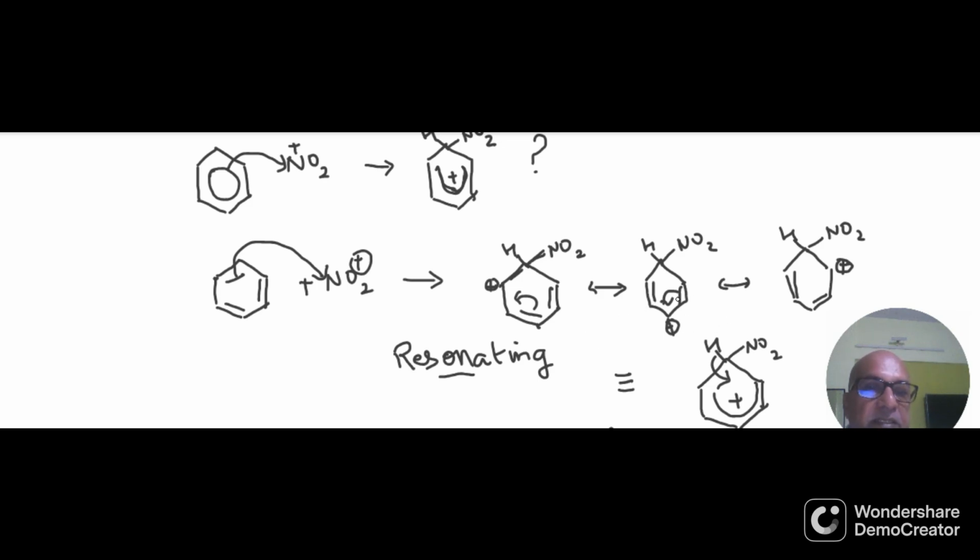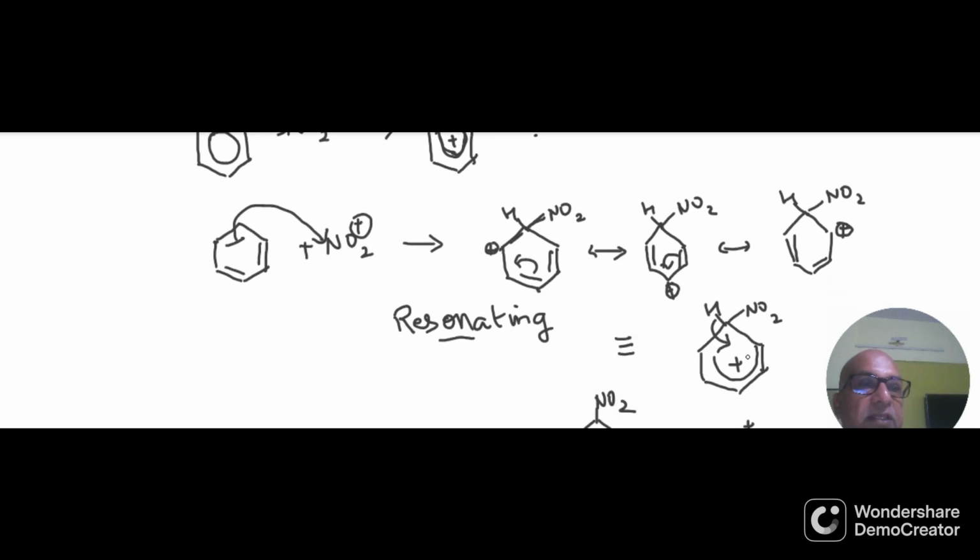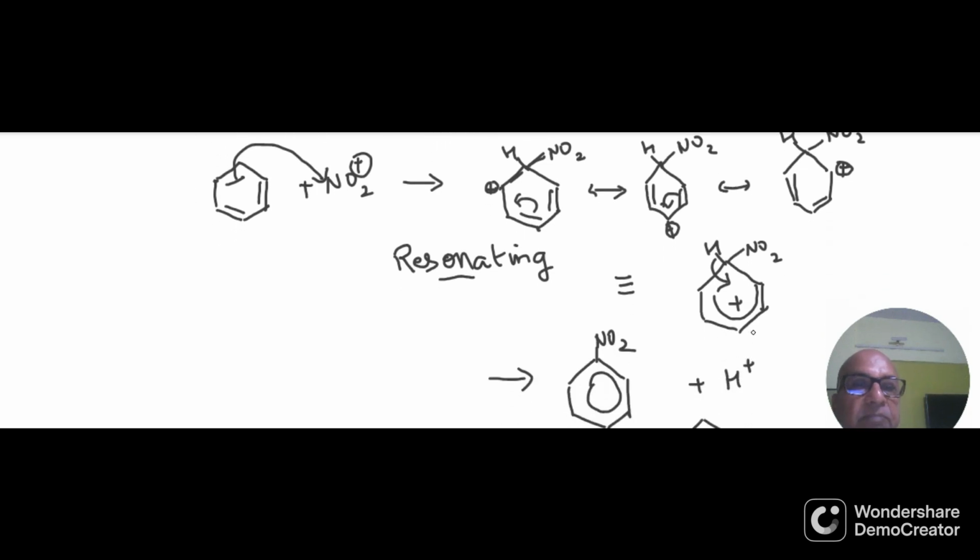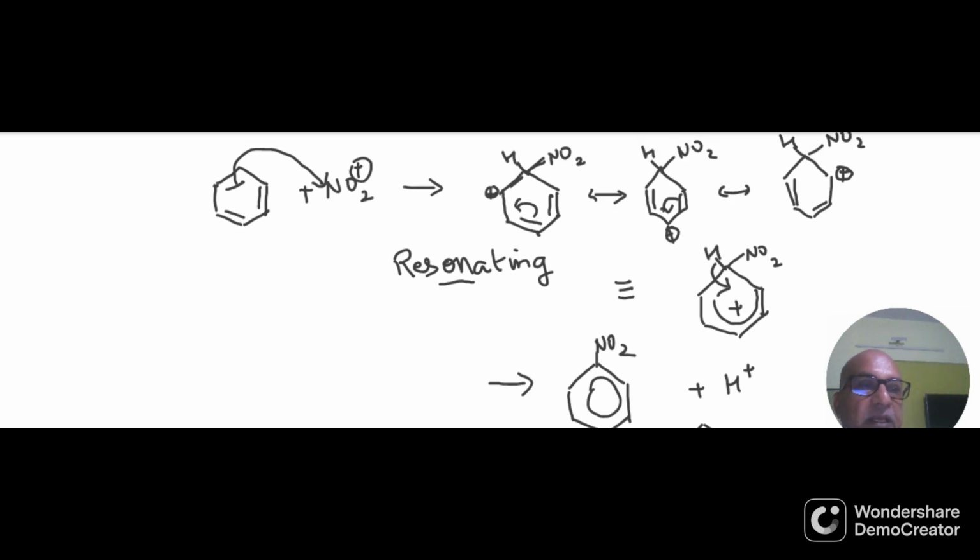So this is the real situation, and this is shortened in this form, where the positive charge is spread in this region. If you understand these three resonating structures which can be formed, you will easily understand the concept behind drawing this kind of intermediate. So this is what I wanted to explain to you. The rest of the things are explained in the textbooks, and it's not something where I want to add anything new.